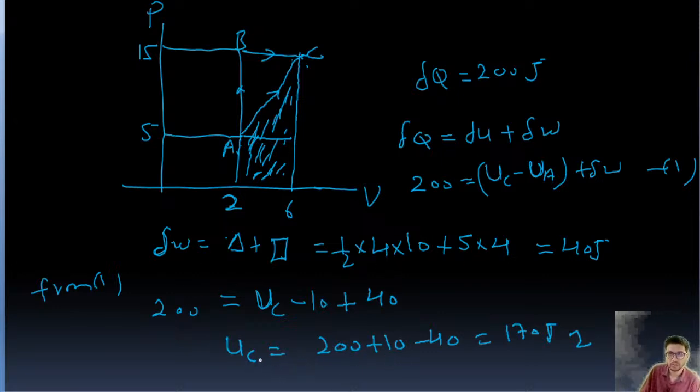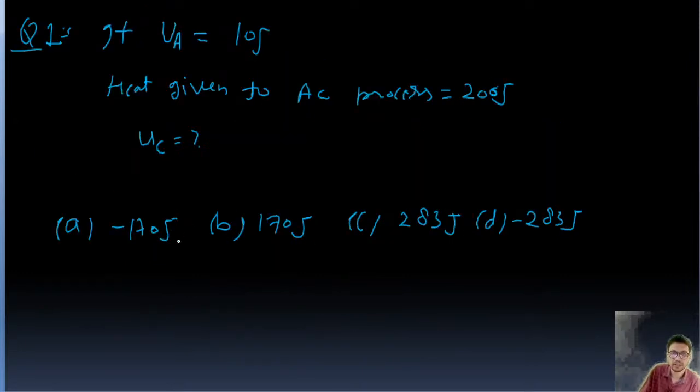So 20 joule, and also we know, if dW is positive, it means work done by the system. If dW is negative, then work done on the system, right? So this is 170. So which option is matching? Option B is the correct option, guys. Right? I hope you have understood it.